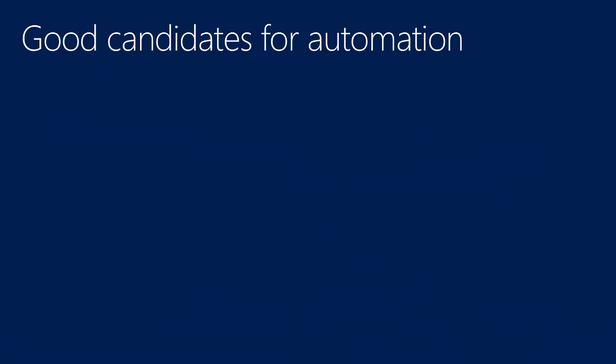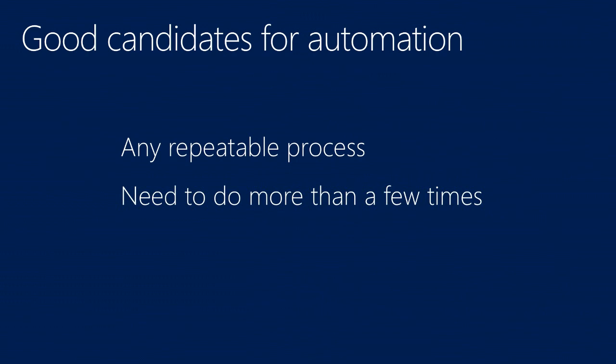So pretty much summing that up then, good candidates for automation are any repeatable process that you're probably going to be doing more than a few times. So if it's a once-off, probably no point in automating it, but if you think there's the likelihood that you'll be doing this again, it's probably best to put the effort in up front to make sure that you've got this process automated.